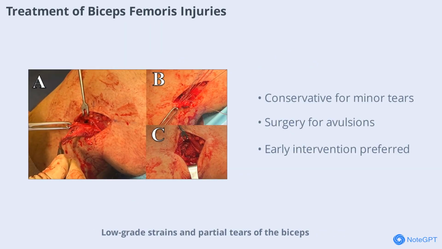Low-grade strains and partial tears of the biceps femoris without tendon retraction are usually managed conservatively. This involves rest, physical therapy, and gradual return to activity.